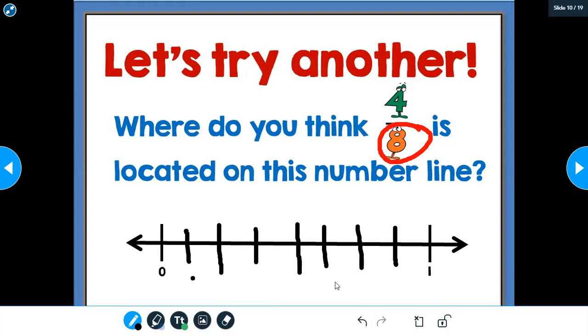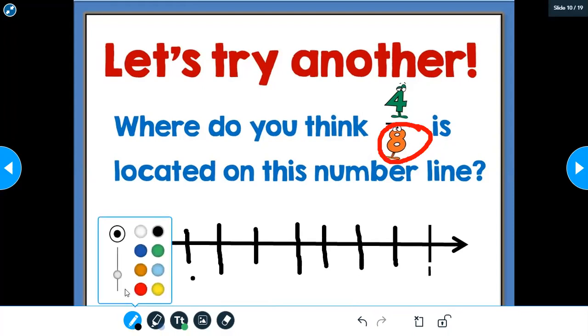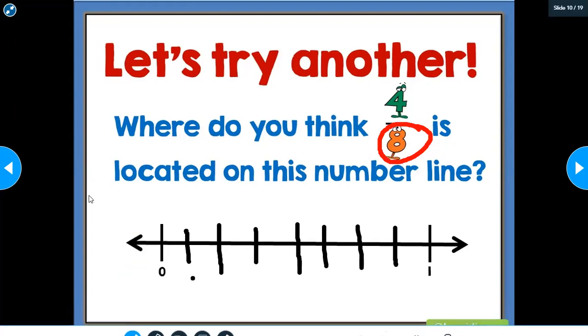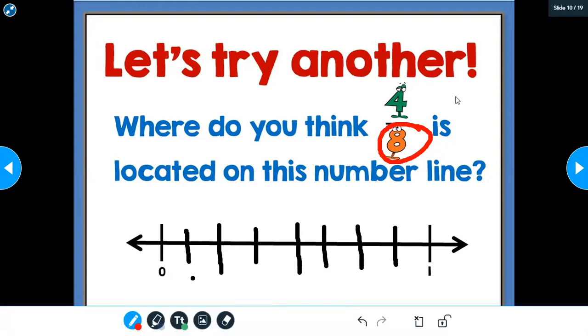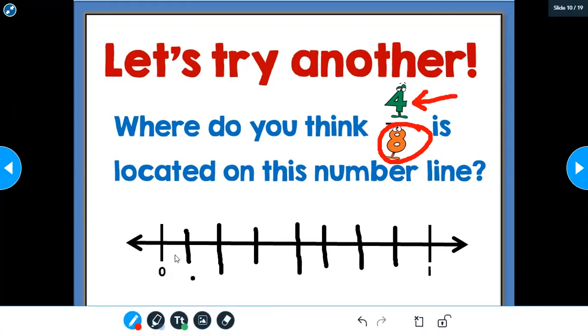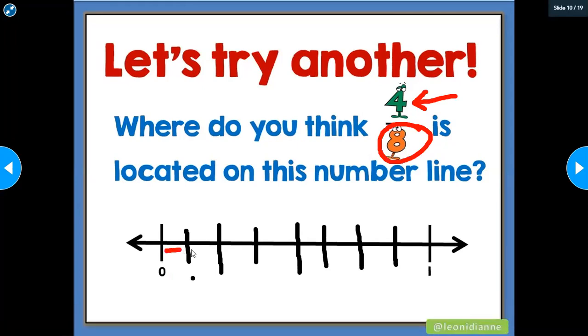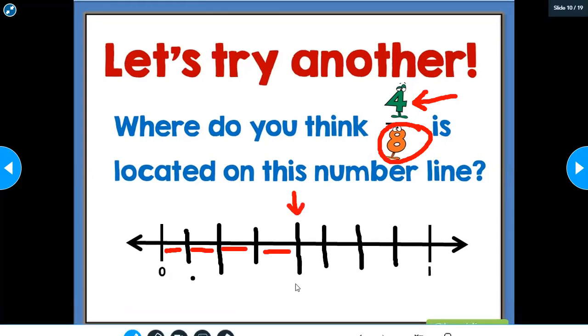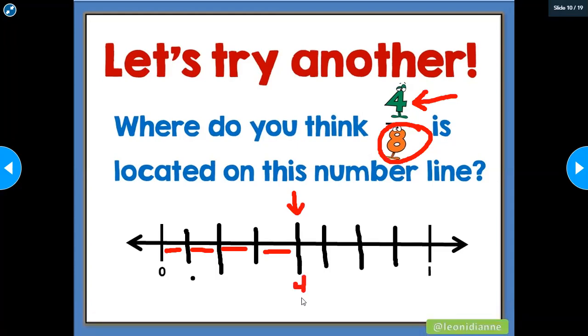So now I'm going to go back. I'm going to change my color again to try to help you identify. And I need to come up and take a look. My numerator is 4, so I need to count over 4 sections. 1, 2, 3, 4. I'm counting the sections. So my arrow should be pointing here, and I would label it 4/8.